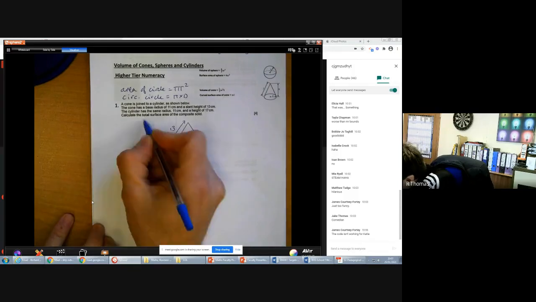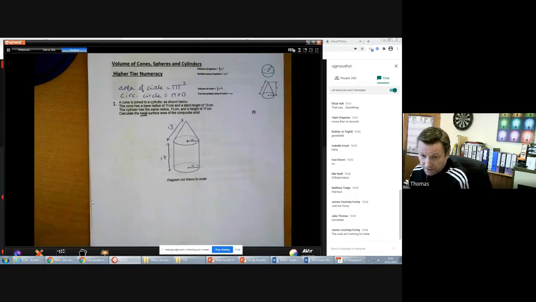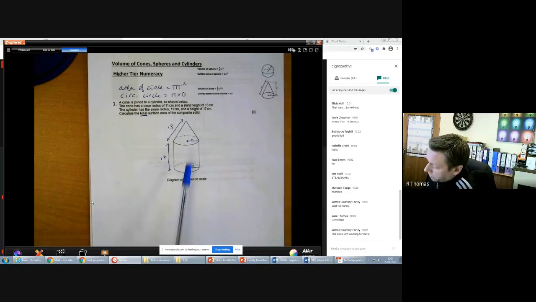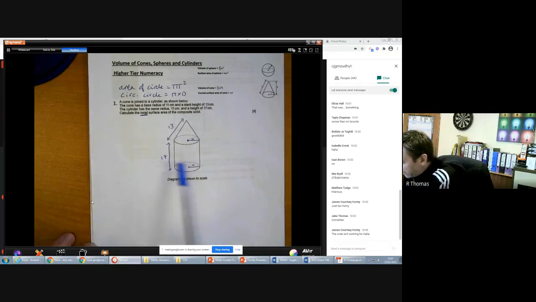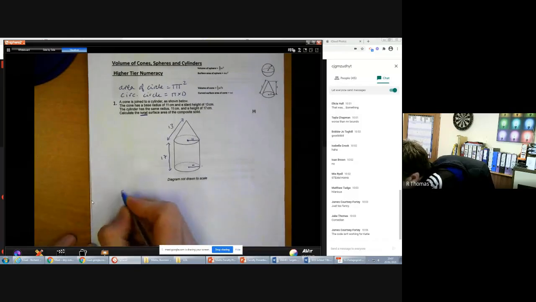Don't forget the word composite just means there's more than one shape going on there, right? And total is in bold. And there's a reason for that, is because this is what most kids do and make a mistake. They'll work out the surface area of the cone, no problem, pi r l, we can do that. They'll work out the curved surface area of that cylinder there, but then they'll forget to work out the area of the circle on the bottom.